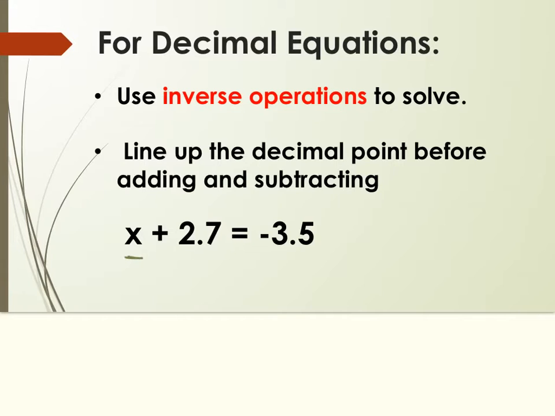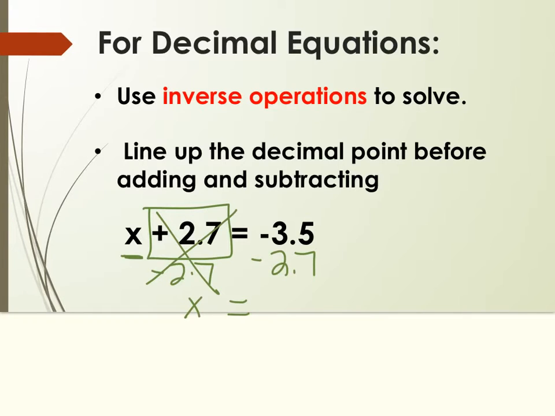We want to find out what x is, so we take the number that is with the x on that side of the equal sign. In this case, it is positive 2.7. The inverse operation is to subtract 2.7, and we do that from both sides. That cancels out the positive 2.7 and leaves the x. Then we're left with negative 3.5 and negative 2.7.